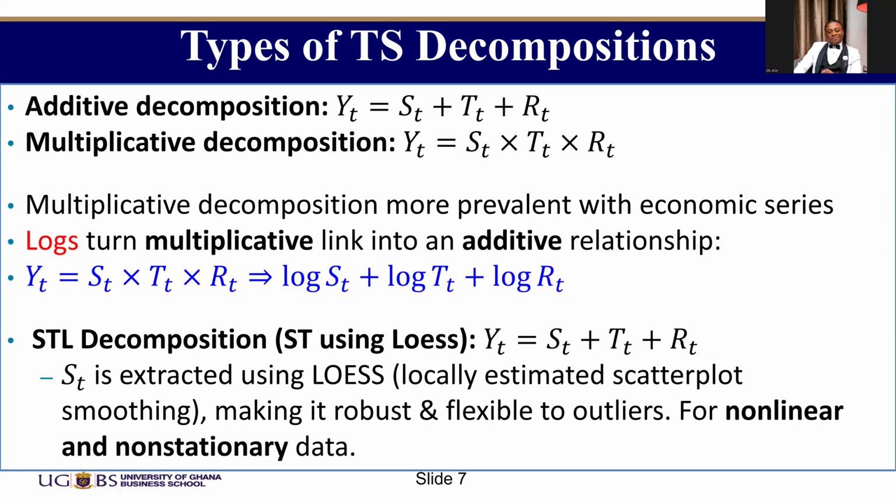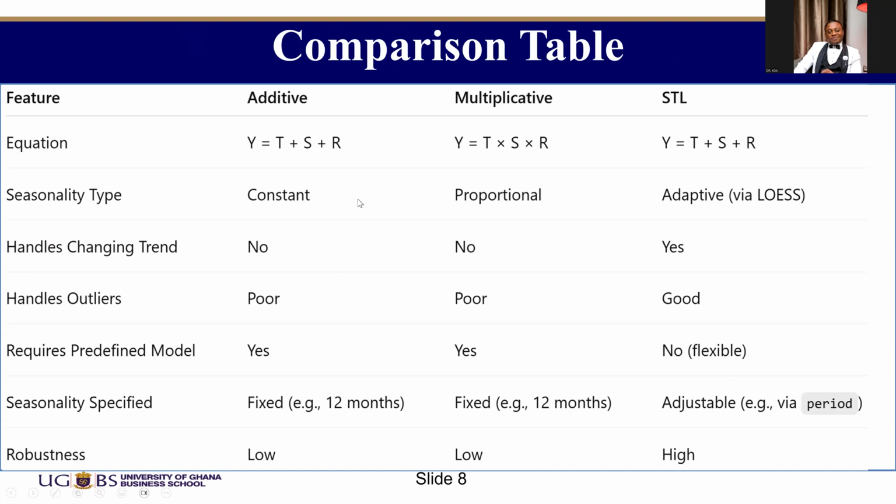So this decomposition is very important to know. Why do we need to do it? The answer is here. First of all, get the difference. There are three decompositions here. The first one is just additive, where the seasonal component is constant, so you are adding them. But the multiplicative is proportional. The STL approach uses LOESS, locally estimated scatterplot smoothing.